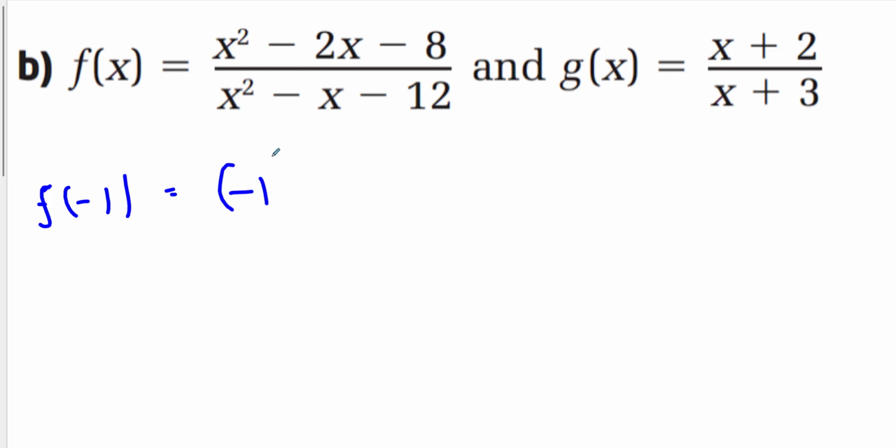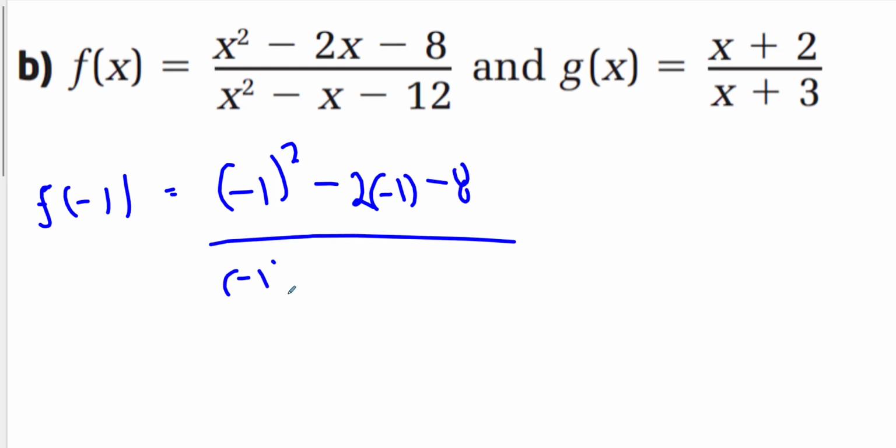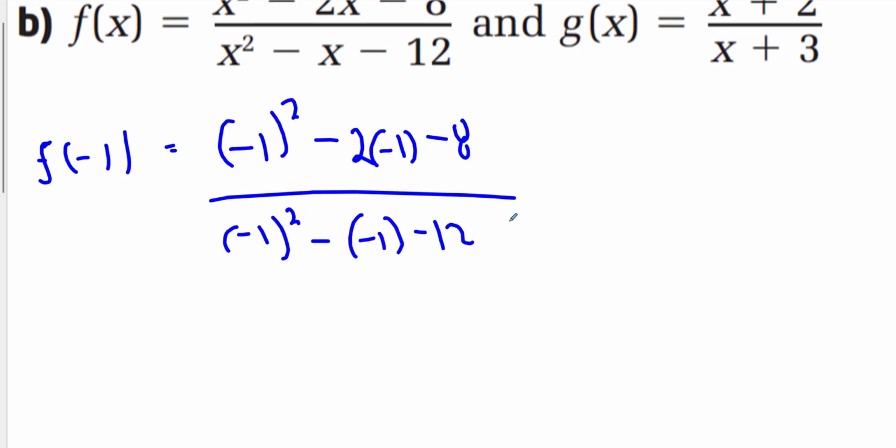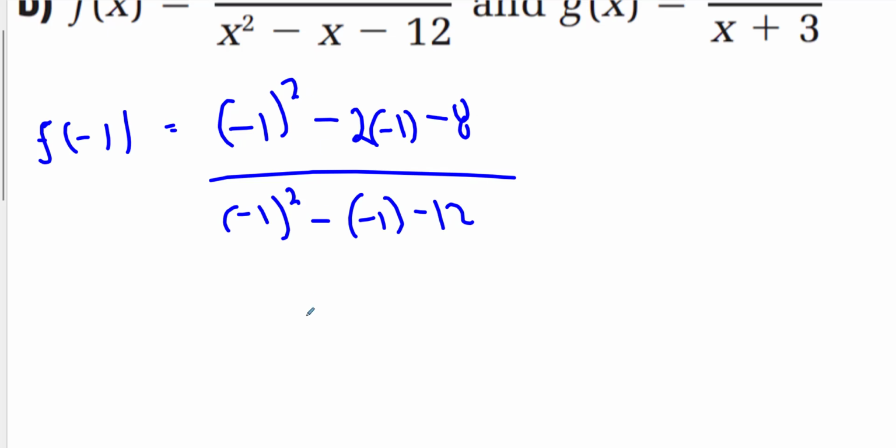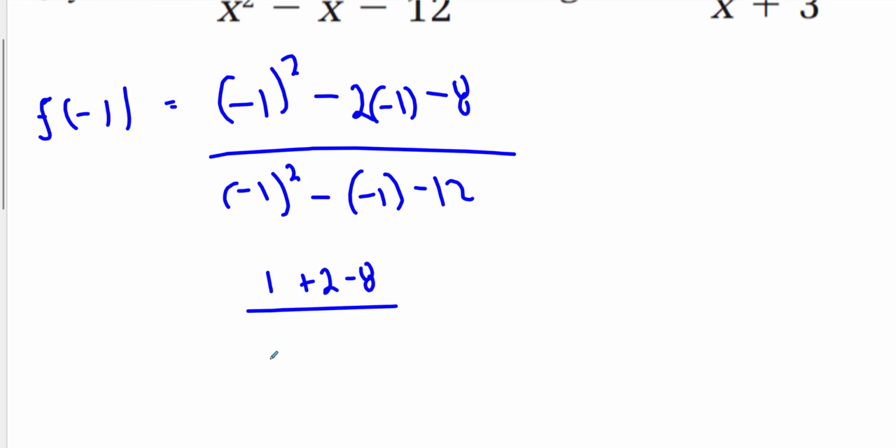So -1 squared minus 2 times -1 minus 8, over -1 squared plus 1 minus 12. So obviously -1 squared is just 1. Minus 2 times -1, when you're multiplying, it becomes plus 2, minus 8. The bottom here we have, once again, 1 plus 1 minus 12. And the answer is, what's 1 plus 2? 3.